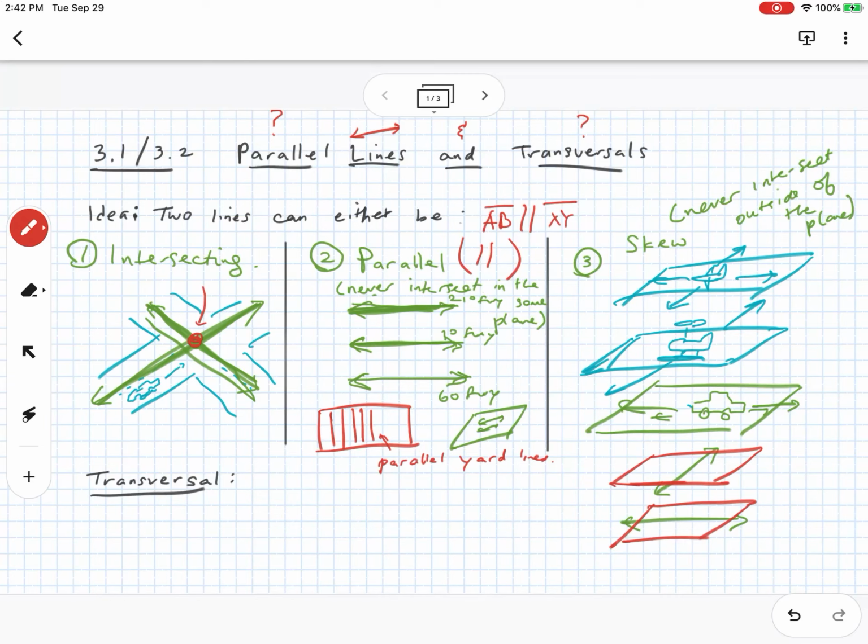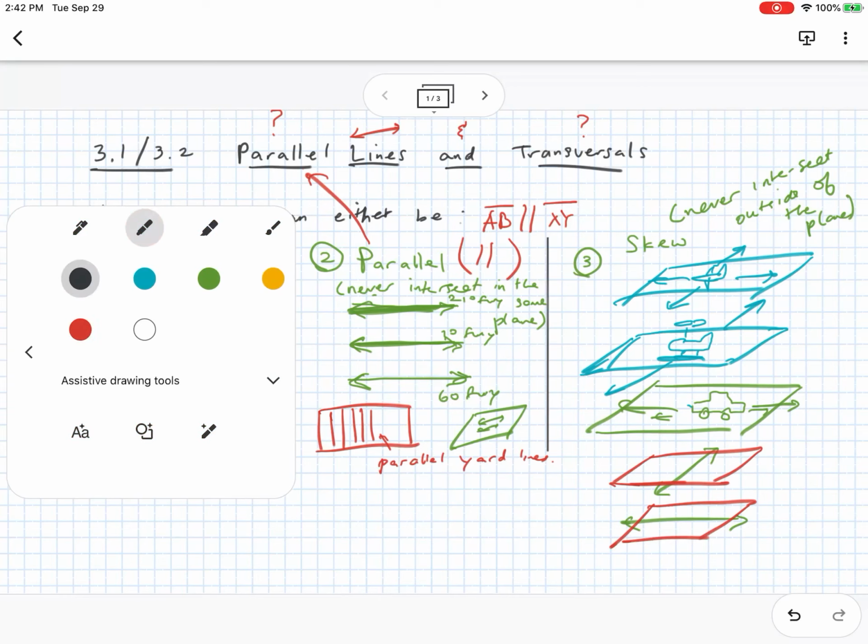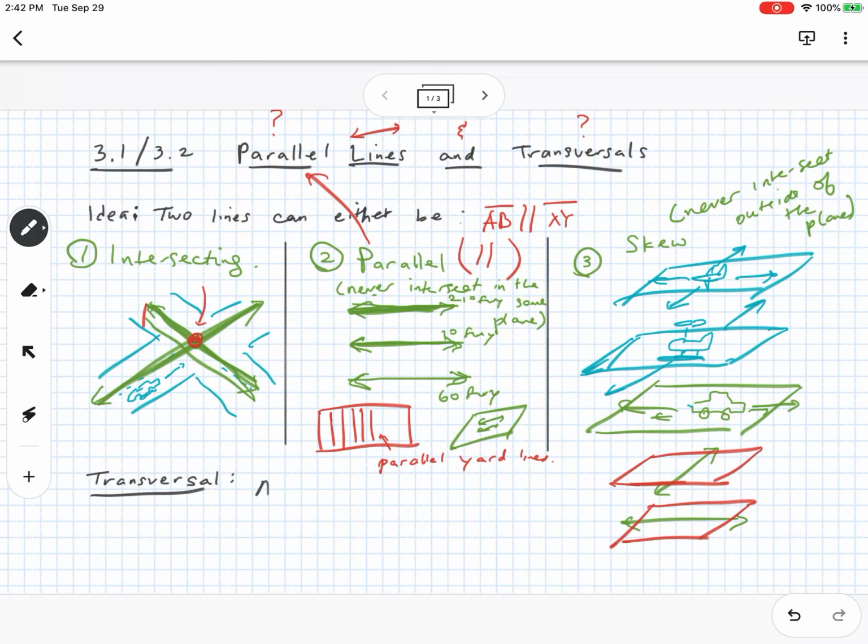So what we're going to do in this section is we're not going to talk so much about intersecting, we're not going to talk so much about skew, but we're going to talk about this really important one, parallel. So how do parallel lines help us? And before we talk about that, we're going to introduce this second word, which is transversal.